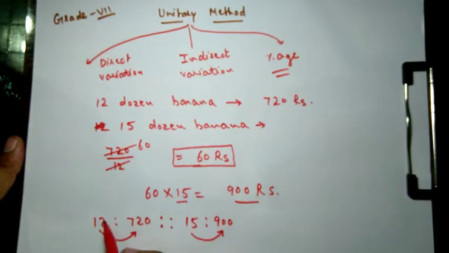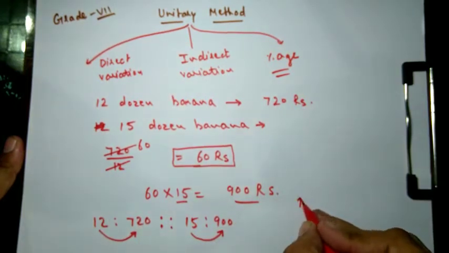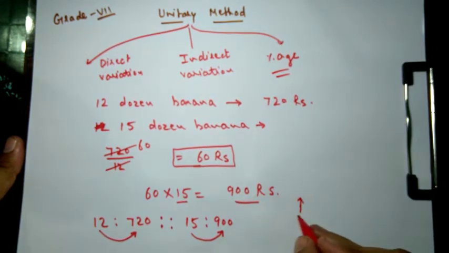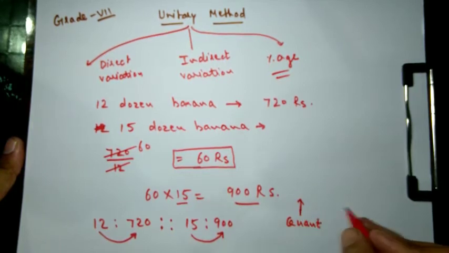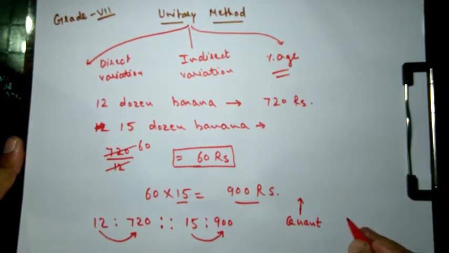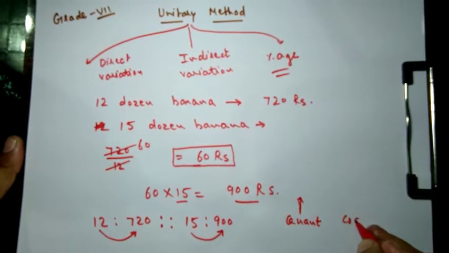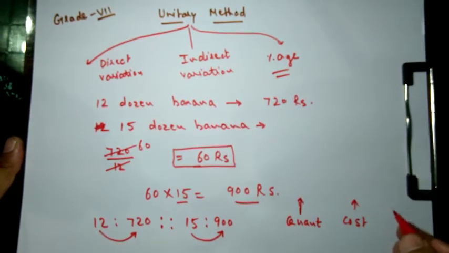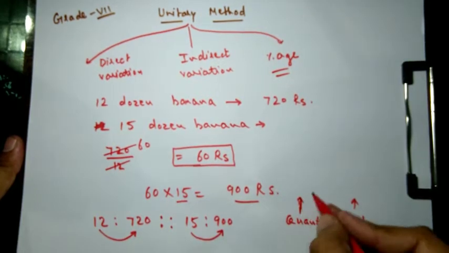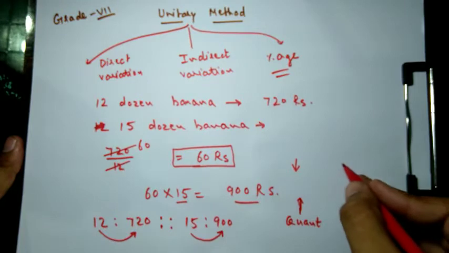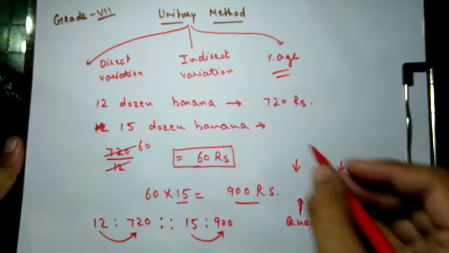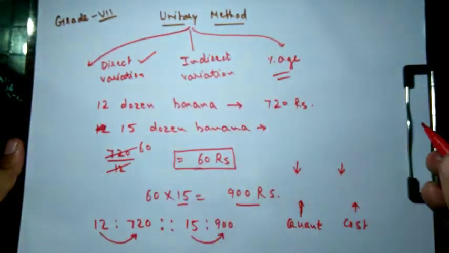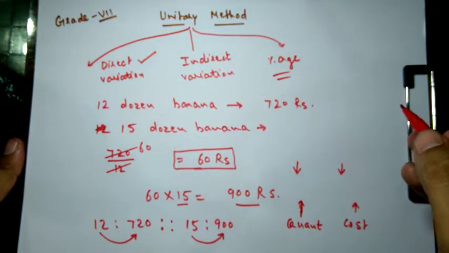Here you can see that if the quantity is increasing, then its cost is also increasing. Okay, quantity increasing, then cost is also increasing. If the quantity is decreasing, then the cost will obviously be decreasing. So this is called your first concept, direct variation, right?